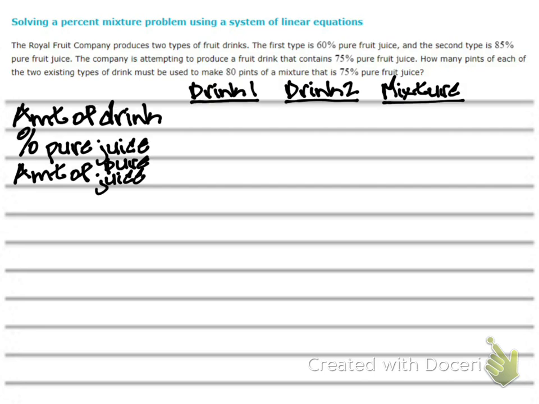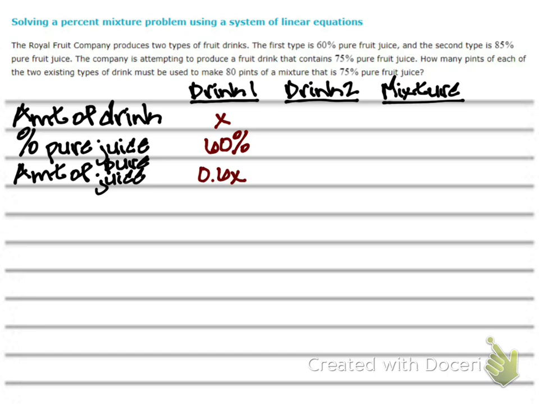But the first thing we're going to do is fill out this chart. So we have amounts of each drink. We have the percentage of juice in each drink, which will give us the amount of pure juice in each drink. So for drink one, we're going to call it X. You could call it Q, whatever makes you happy. And it is 60% fruit juice. So that means the amount of fruit juice in the drink is the amount of the drink times the percent of pure juice, right? So 60% is 0.6.